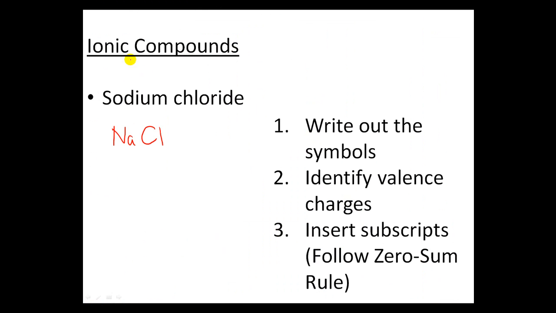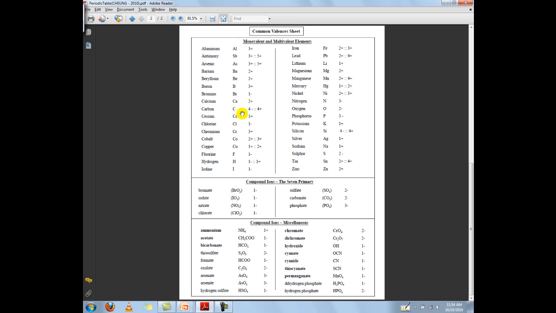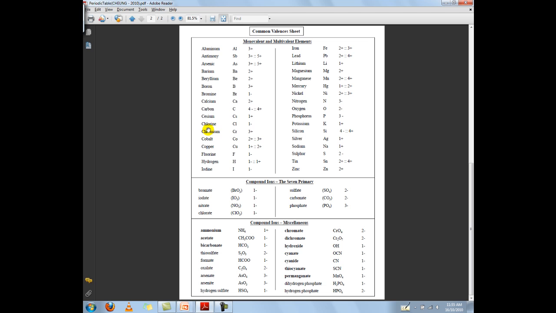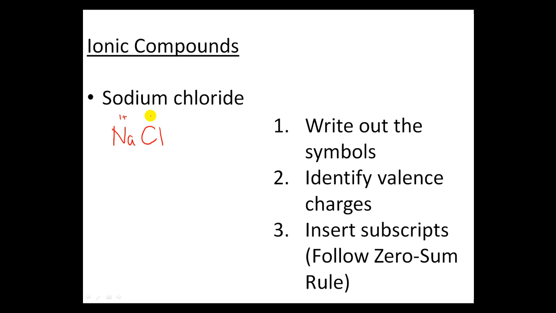So looking at sodium. Sodium, if you look on this sheet, so it's in alphabetical order, has a valence charge of 1 plus. So I'm just going to use a little rough work and just write a 1 plus at the top, meaning it has a positive 1 charge. Chlorine, on the other hand, under C, has a 1 minus charge. So I'll write a 1 minus at the top.